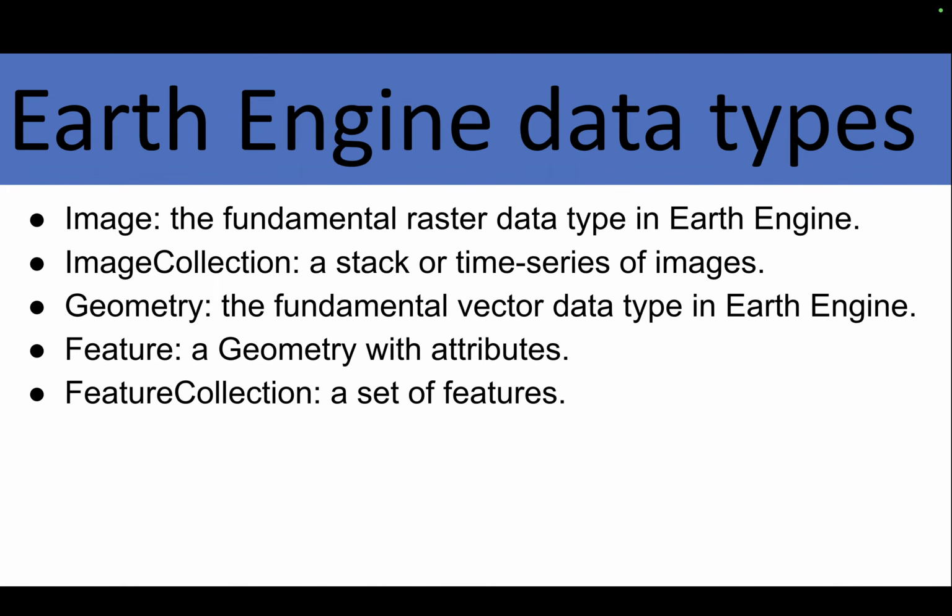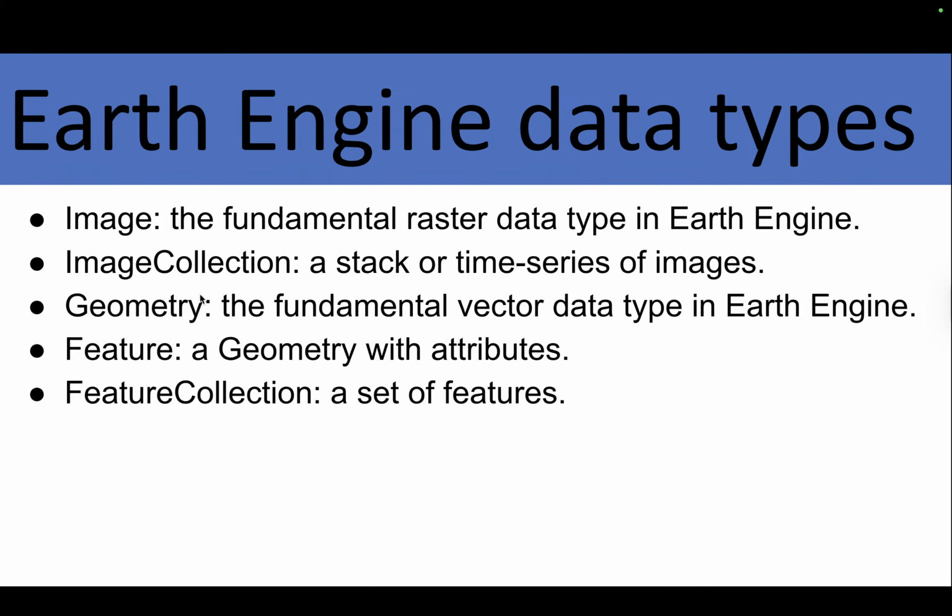But when you work with Earth Engine, we find a total of 5 types of data, and these 5 types are very important. The first type is the image. This image is the fundamental raster data type in Earth Engine. Second is image collection. Image collection is basically a time series of images, or a stack of images.